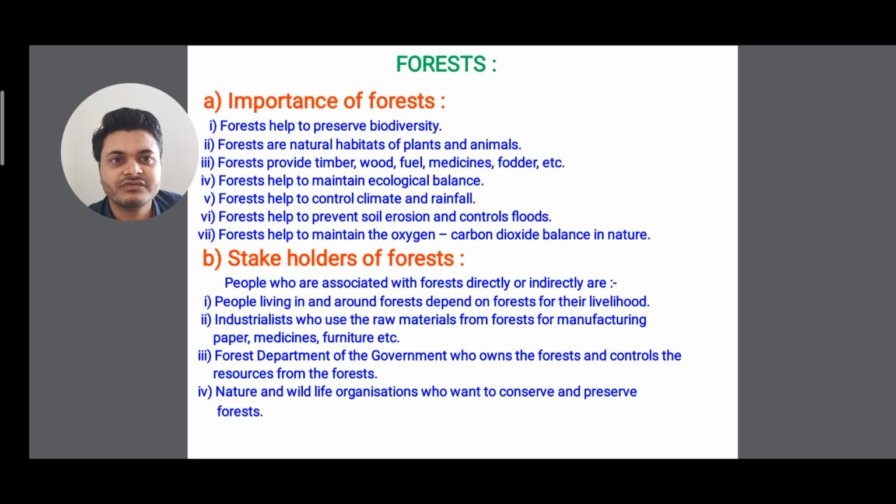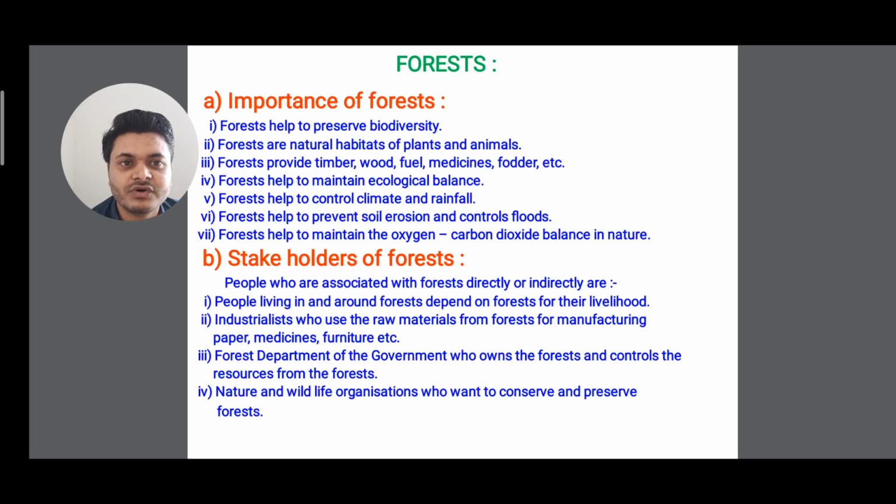Next is stakeholders for forest. What are the stakeholders for forest? People who are associated with forest directly or indirectly are: number one, people living in and around the forest, who depend on the forest for their livelihood. Next, industrialists who use the raw material from forest for manufacturing paper, medicine and furniture. There are many industries who take wood from the forest and use it for manufacturing paper, medicines, furniture, etc.